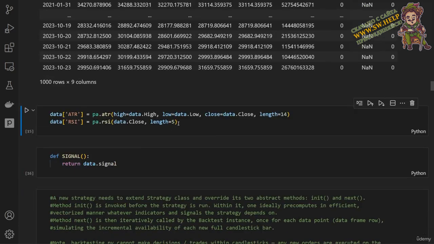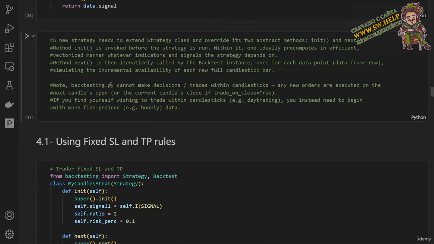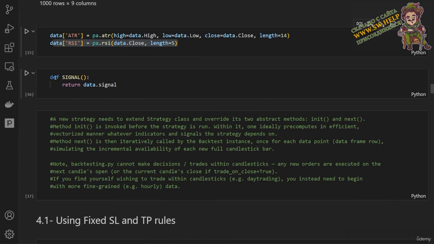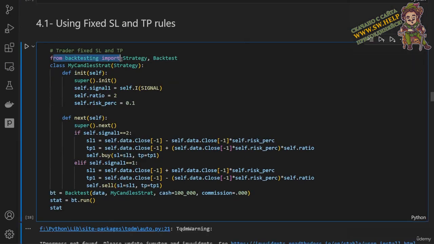And to do the trade management, the exit strategy, and so on, I'm defining two new columns in the data frame: the ATR with length equal to 14. I'm not modifying much here. And the RSI with length equal to 5. These will help me set the stop loss and take profit values and exit the market at the correct moment. And to use the backtesting library, we're going to define a function called signal, which returns the column signal from the data frame. That's our entry signal.